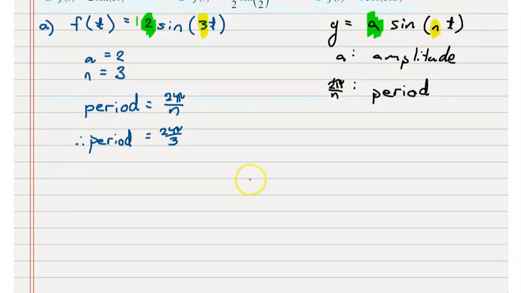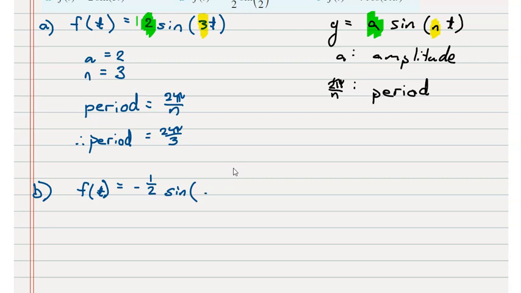Now going down to our next question, question B: f of t equals negative half sine of t over 2. Again, a is negative half, so this will flip our sine about the x-axis, so it will be flipped upside down. And n in this case is the coefficient in front of the t, which is a half.